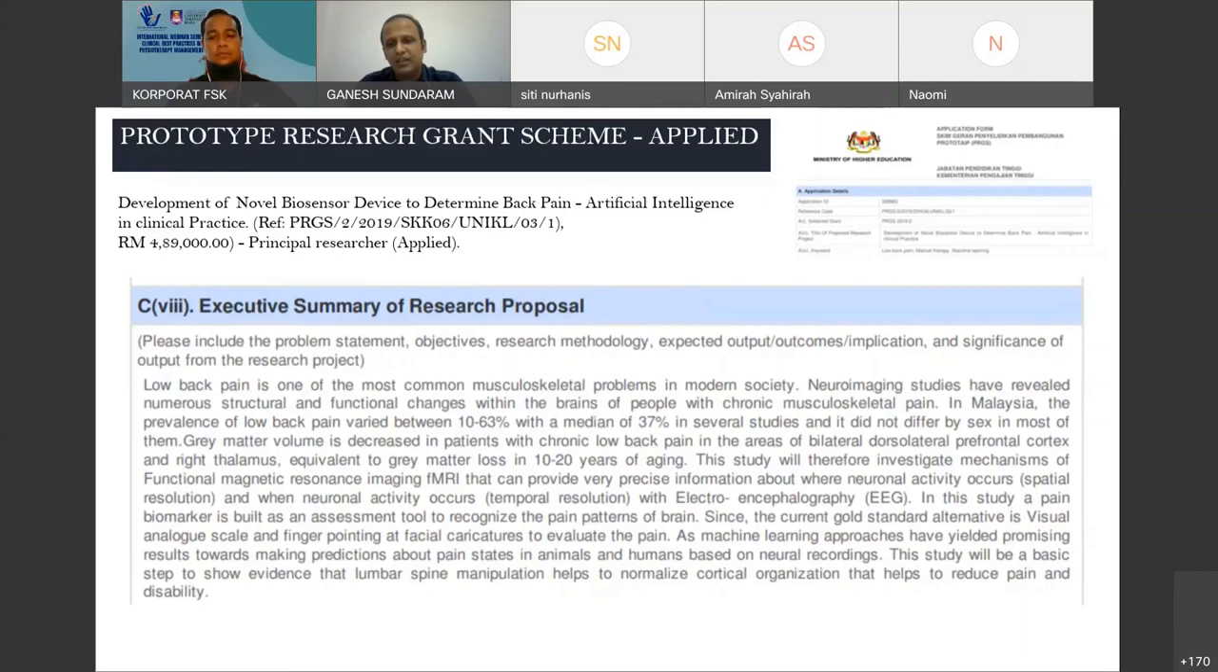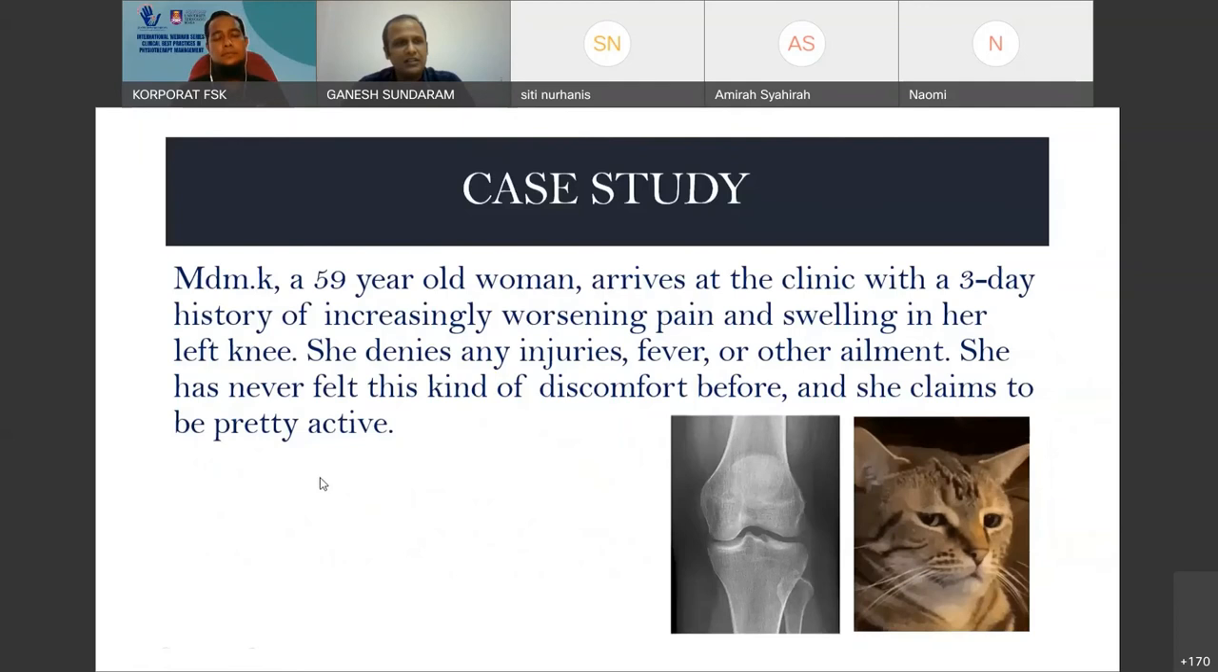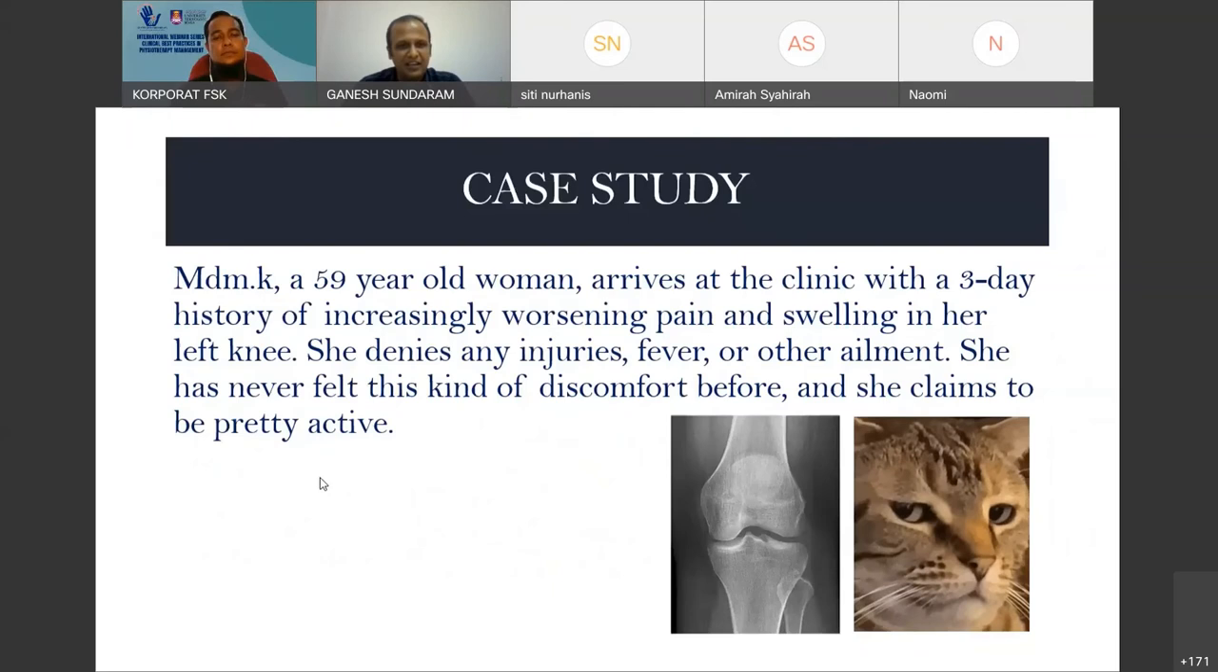So a simple case study: Madam K, a 59-year-old woman, arrives at the clinic with a 3-day history of increasingly worsening pain and swelling in her left knee. She denies any injury, fever, or other ailment. She has never felt this kind of discomfort before, and she claims to be pretty active.